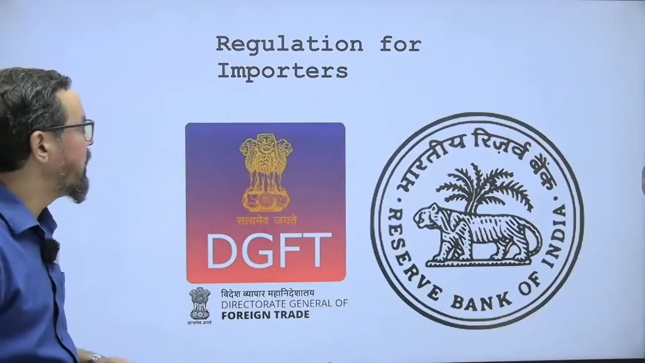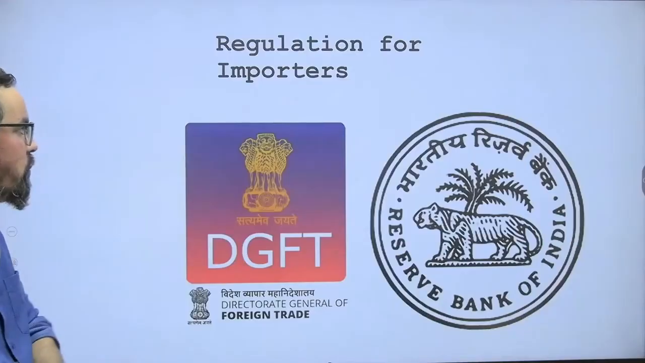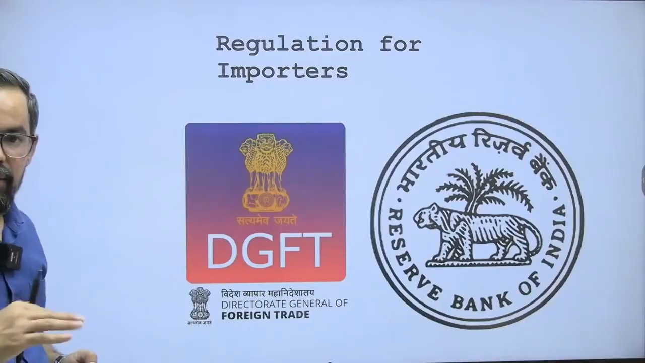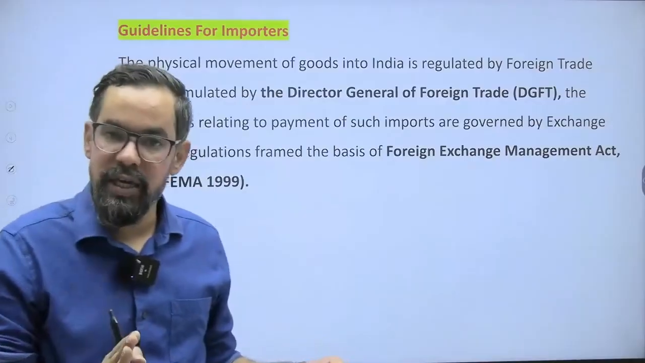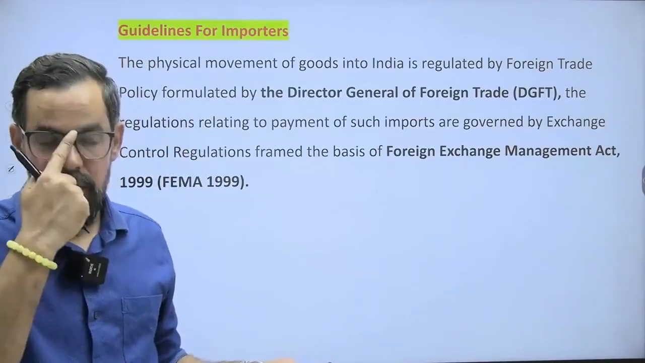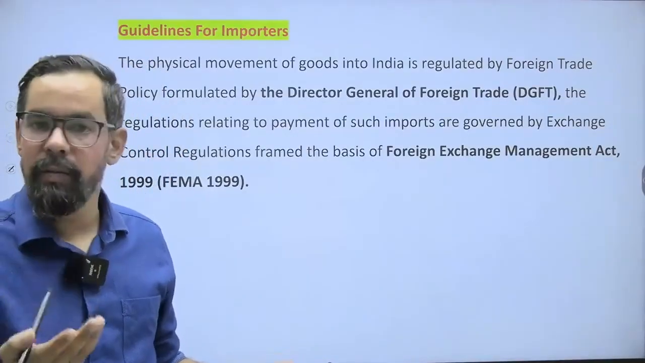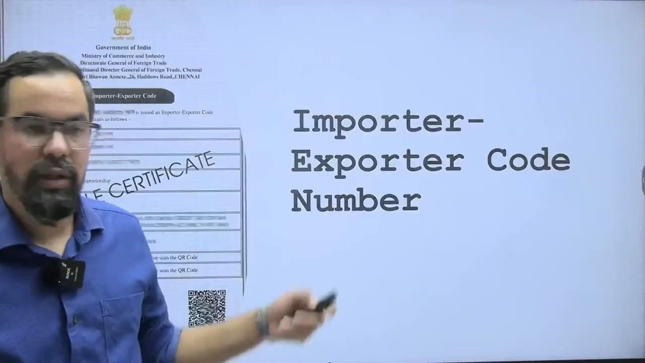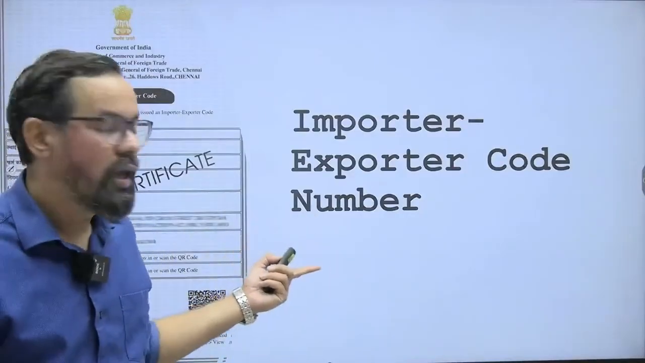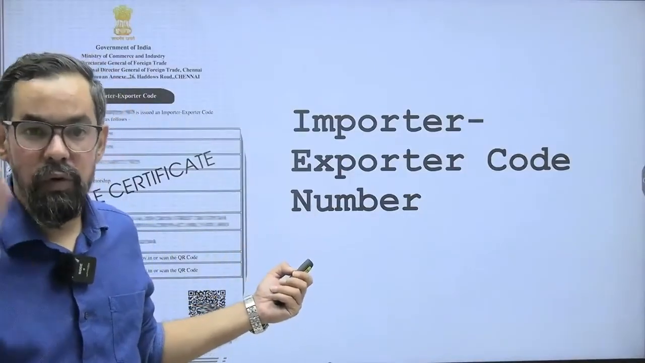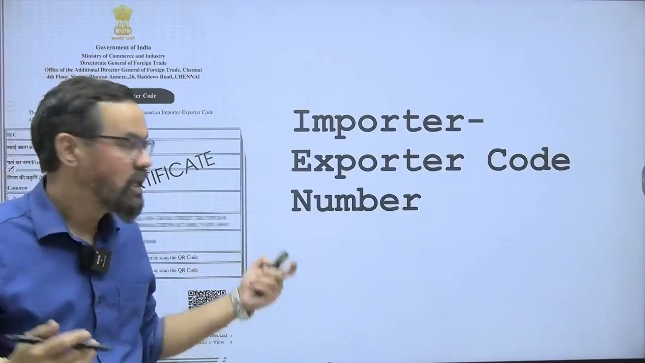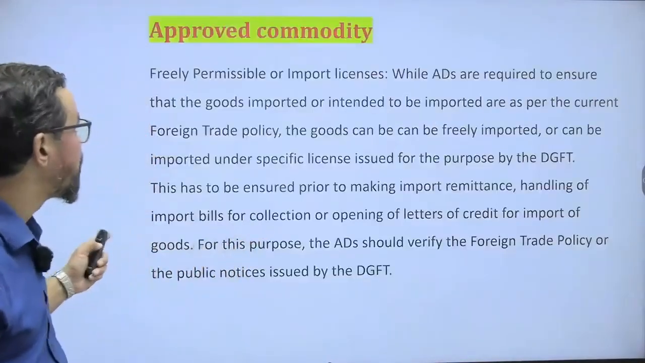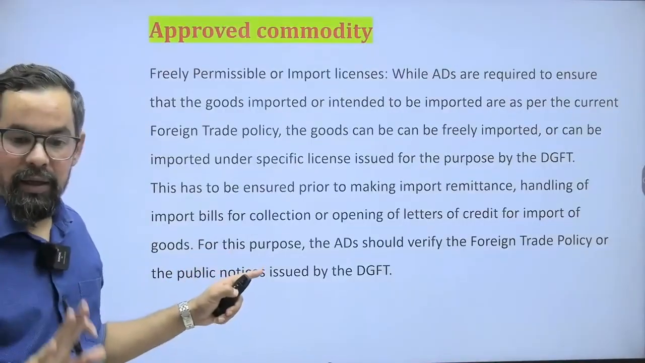Okay? So regulation for importers. We are done with the exporters. Again same, we have DGFT for the import regulations. Then we have RBI, with similar guidelines. They also require IEC, Importer Exporter Code, for any kind of import. Whenever they enter into import, they have to put this particular number. Approved commodities by the DGFT itself.